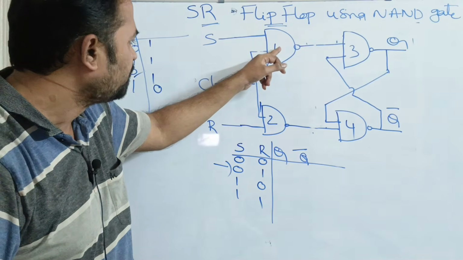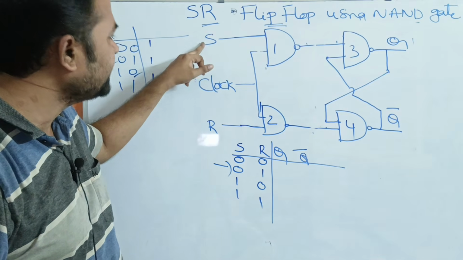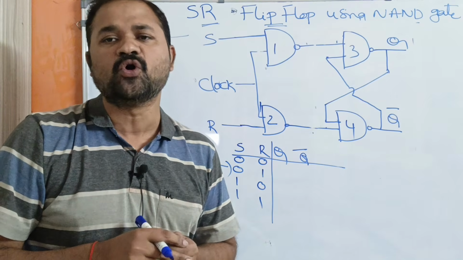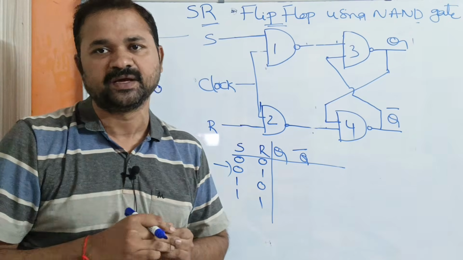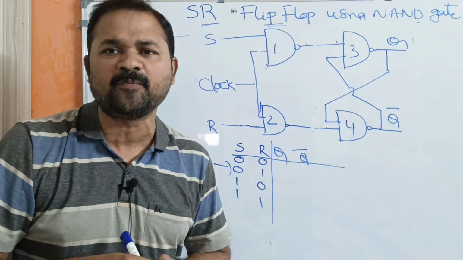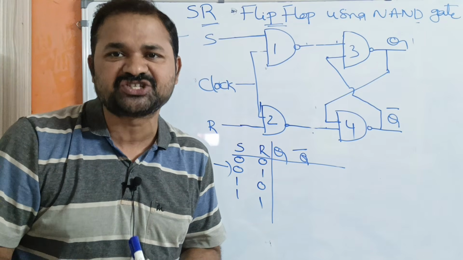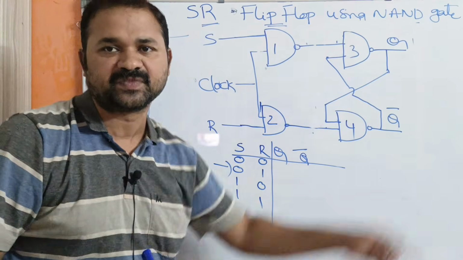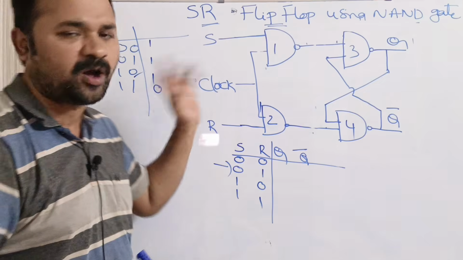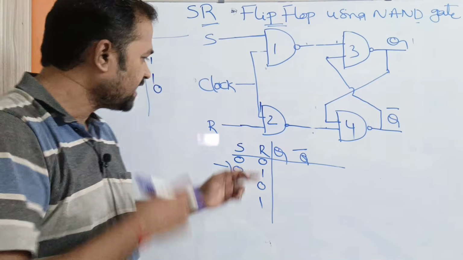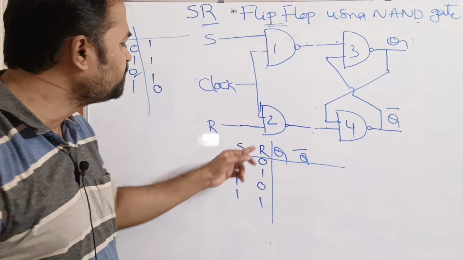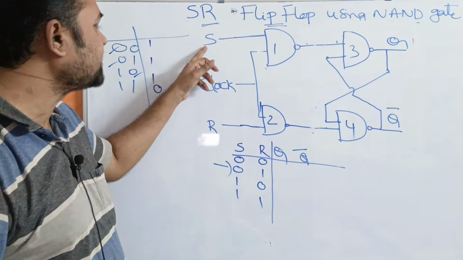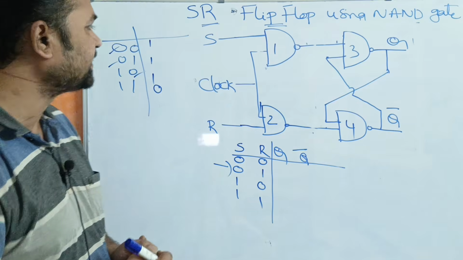Here, for the first NAND gate, the inputs are S and the clock pulse. We can work with the flip-flop only when a clock pulse is applied. That is the major difference between a flip-flop and a latch. For a latch, there is no need of any clock pulse. So this is nothing but our latch diagram, whereas for the flip-flop, we must apply the clock pulse. Likewise, for the second NAND gate, the inputs are the reset input as well as the clock pulse. So S stands for set, R stands for reset.